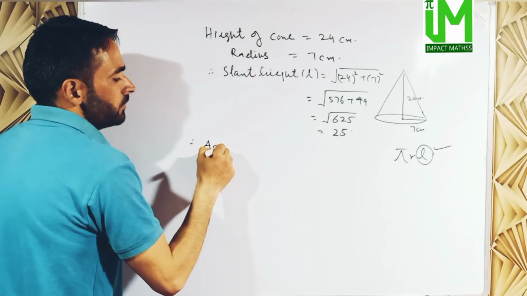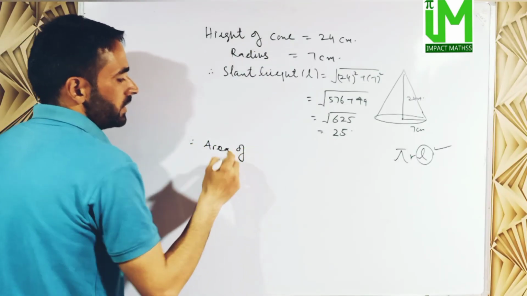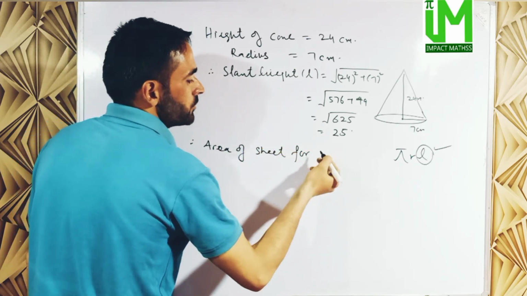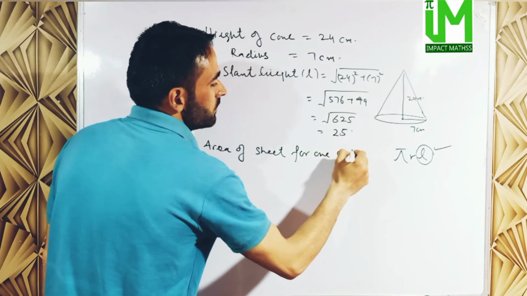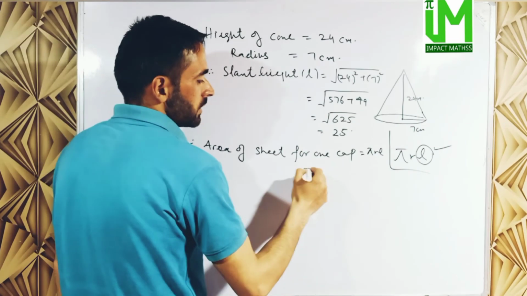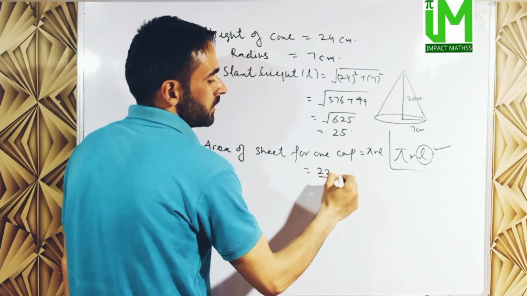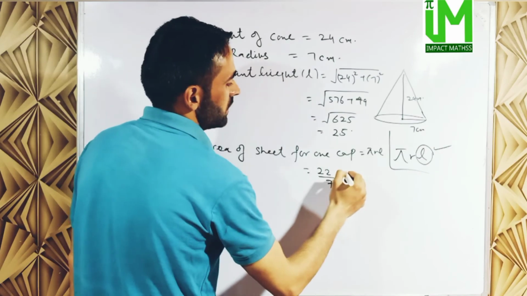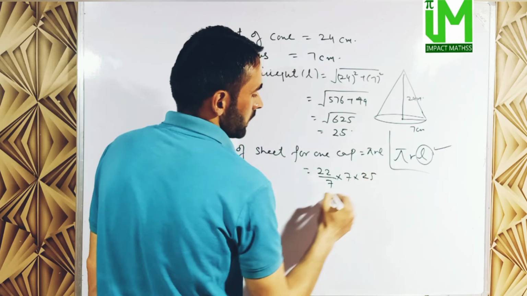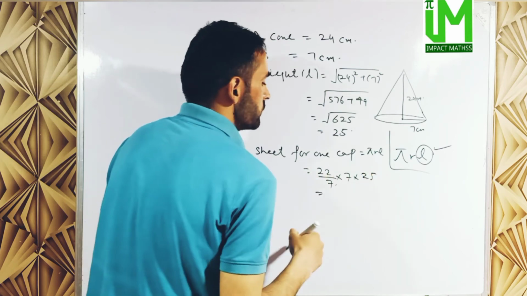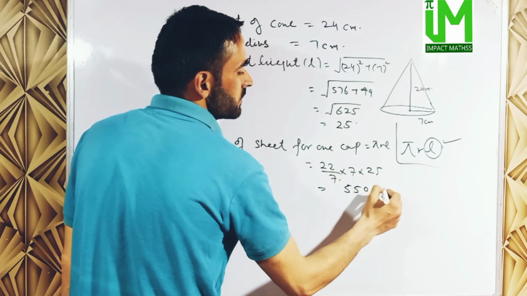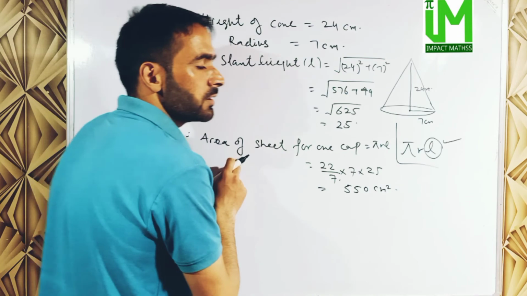So therefore the area of sheet for one cap will be pi r l. So pi r l is 22 by 7, the value of r is 7, into l. The value of l is 25. So 7 and 7 cancel, 22 into 25 will be 550 centimeters square. So this was the area of one cap.